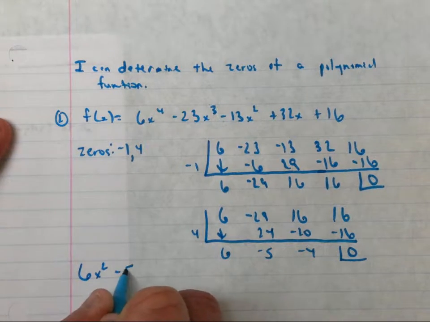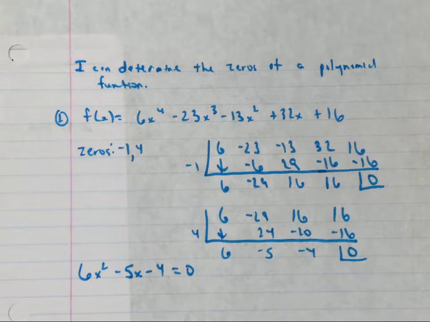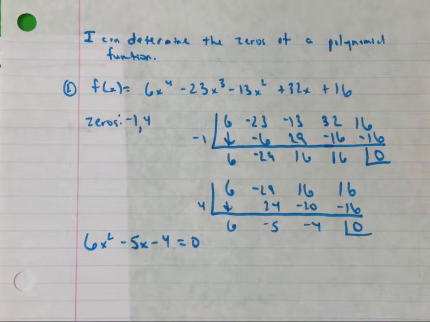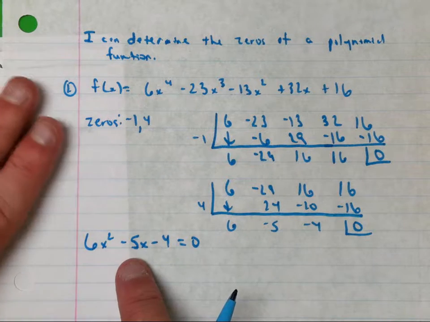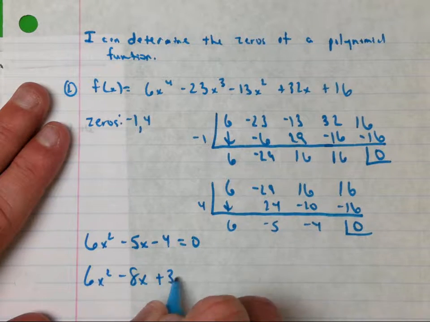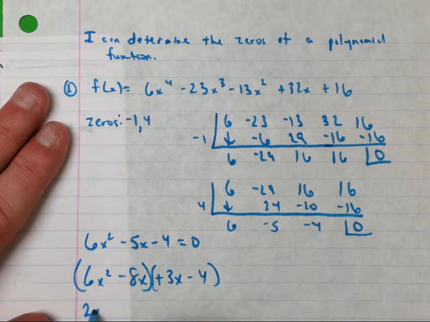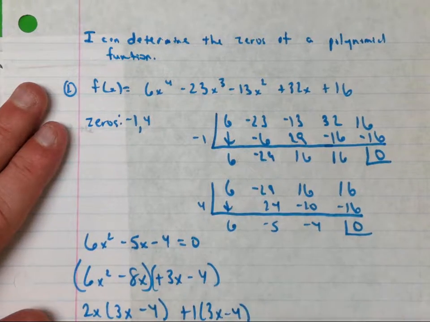6x squared minus 5x minus 4 equals 0. Okay, now I'm going to either try to factor it or use the quadratic formula. This appears to be bust them up. So I'm going to multiply 6 times -4. It's got to multiply to give me -24, add to give me -5. Those two numbers are -8 and +3. So I'm going to use bust them up. I'm going to take a 2x out. That leaves a 3x minus 4. Take a 1 out. That leaves 3x minus 4.